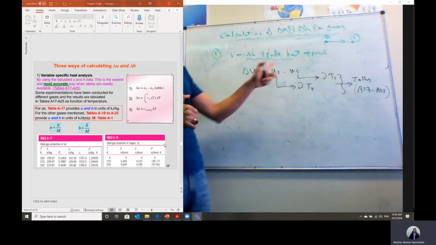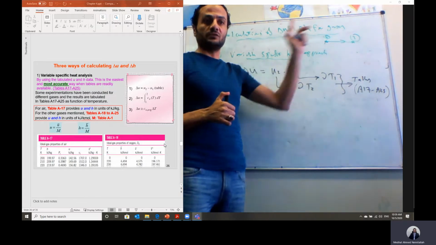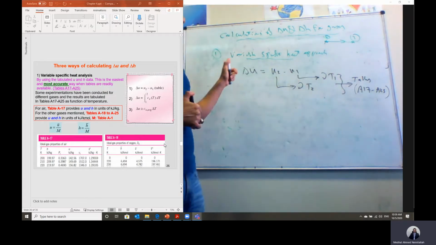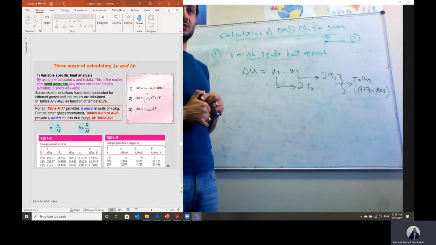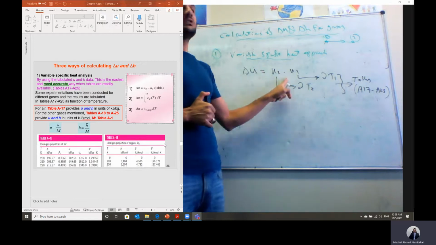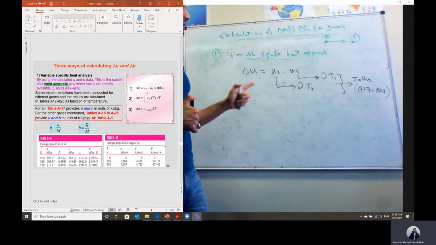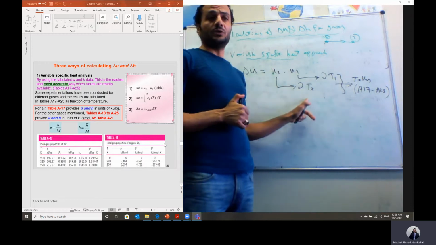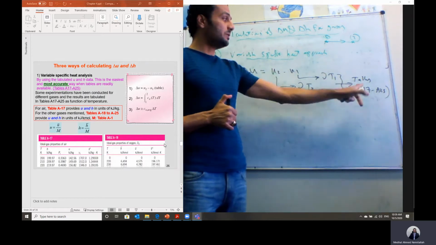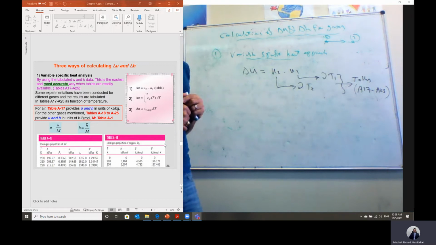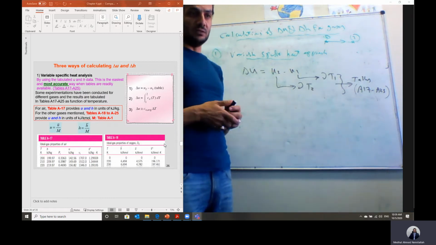So if we have a problem where the working fluid is air undergoing a process from 1 to 2, following the variable specific heat analysis, we can say delta U equals U2 minus U1. U2 and U1 are calculated at temperatures T1 and T2 from table A17, which is the case of air. If it is oxygen, I will be using table A19.